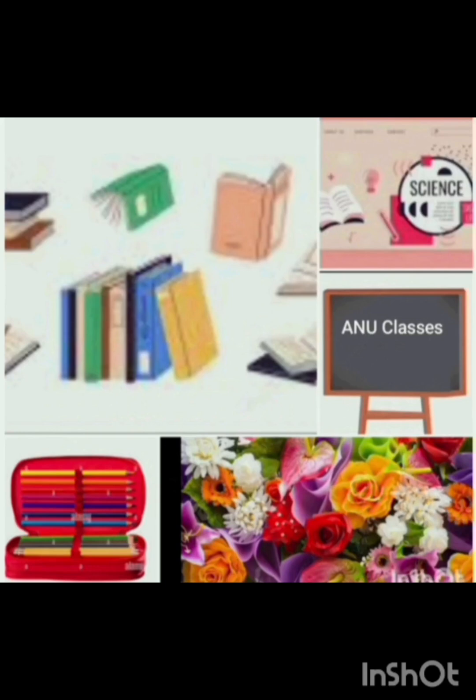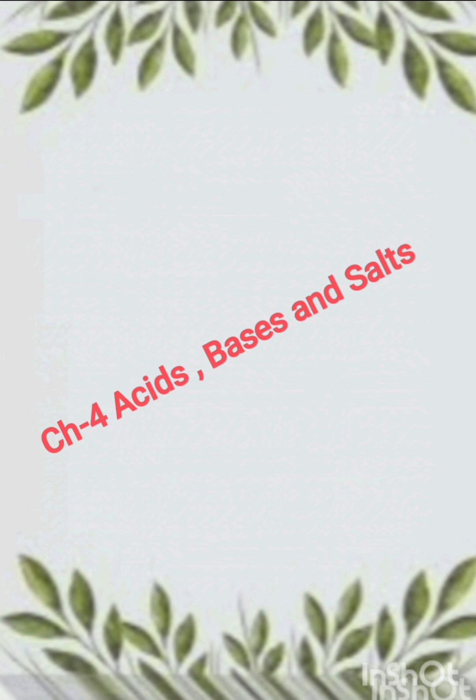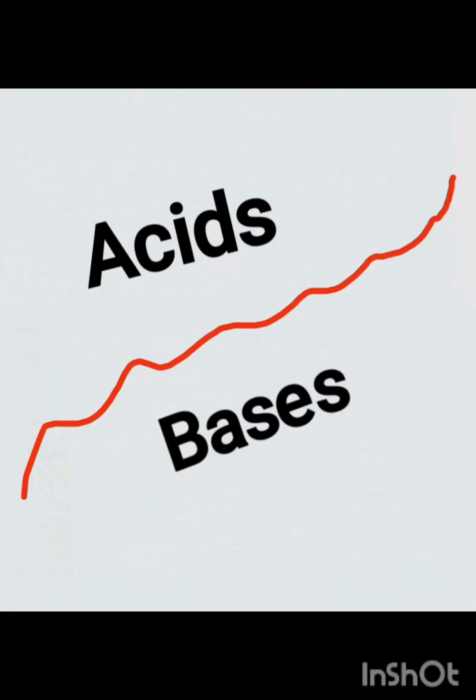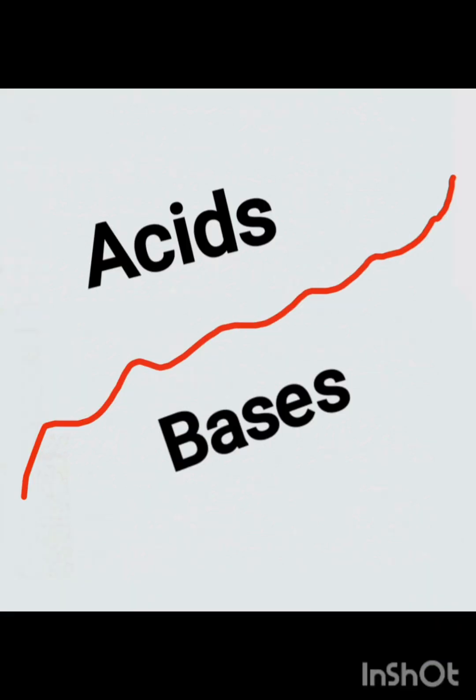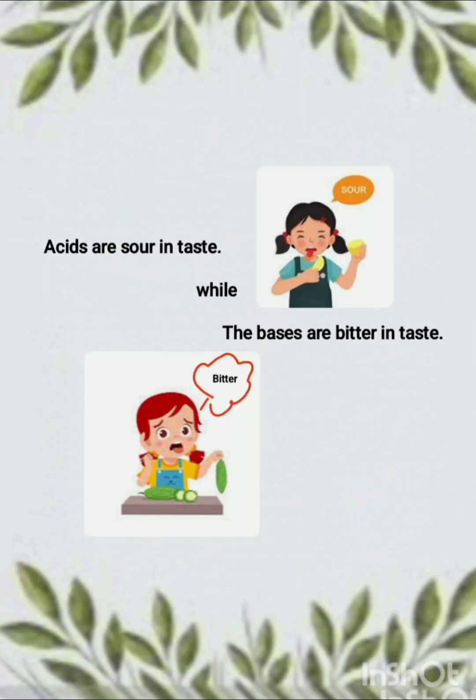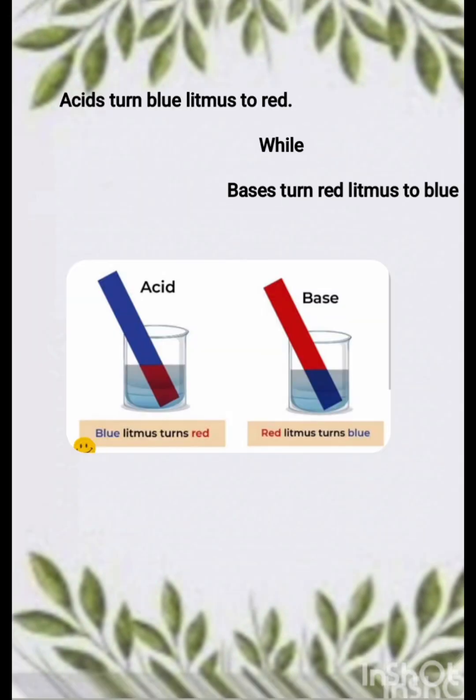Welcome to my class. Students, in previous videos we have discussed acids, bases and indicators. Okay, let's revise acids and bases. Students, we know acids are sour in taste while bases are bitter in taste. We learned about litmus also. Acids turn blue litmus to red, while bases turn red litmus to blue.